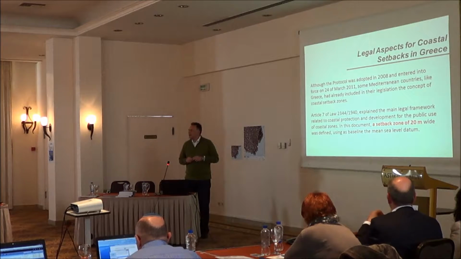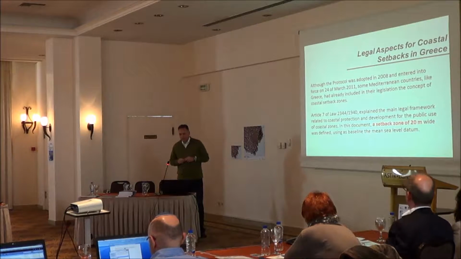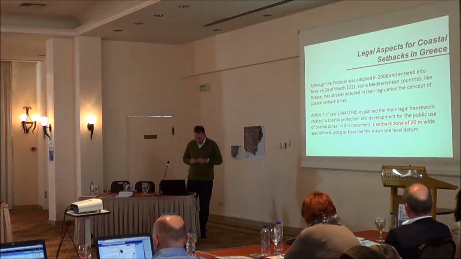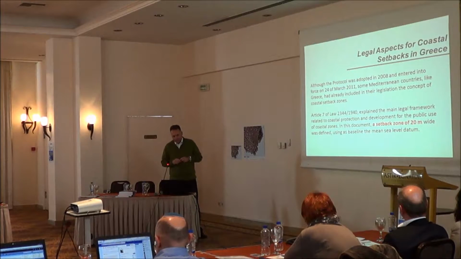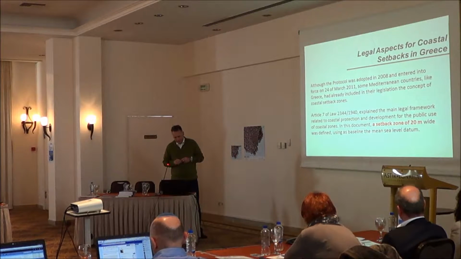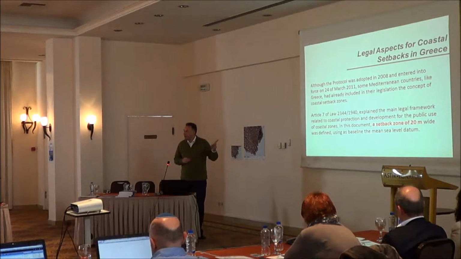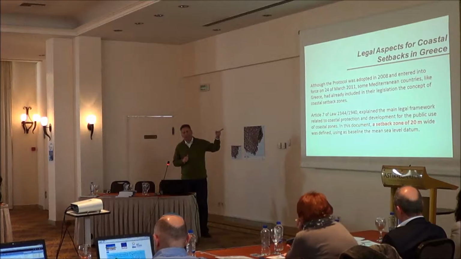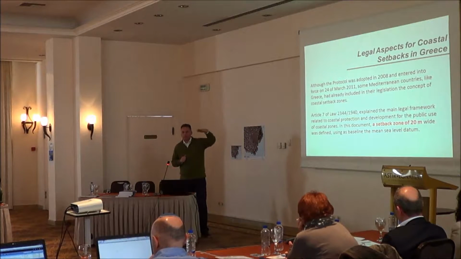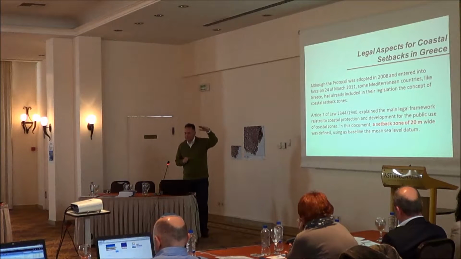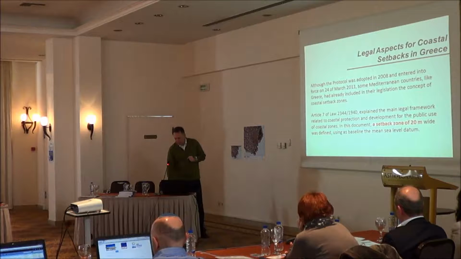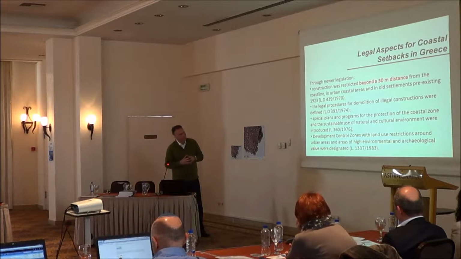Even the law from the 1940s, Article 7, and I read it very thoroughly, defined a setback zone of 20 meters width, using as a baseline the mean sea level. So here the legislator uses a setback zone of 20 meters and defines a baseline as the mean sea level, understanding that the level of the sea is changing through time. So he just says that the mean sea level is the baseline.